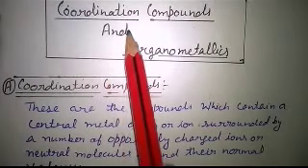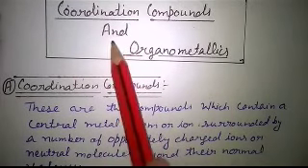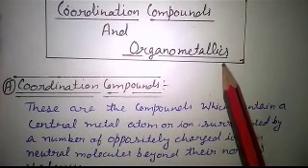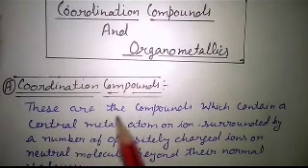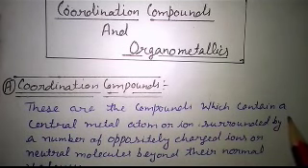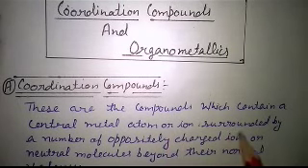Students, our topic today is coordination compounds and organometallics. First of all, we are doing coordination compounds. These are compounds which contain a central atom or ion surrounded by a number of oppositely charged ions or neutral molecules, beyond their normal valency.